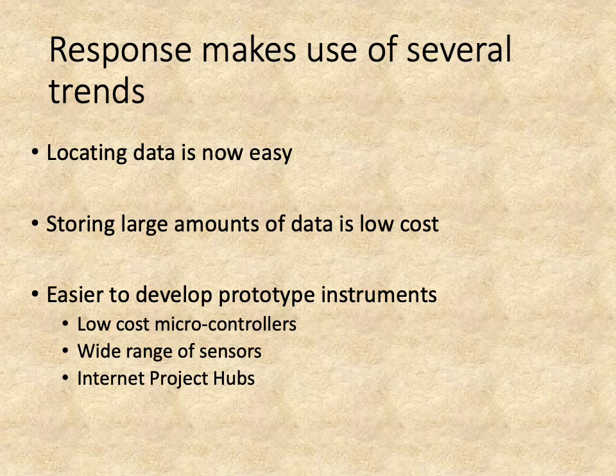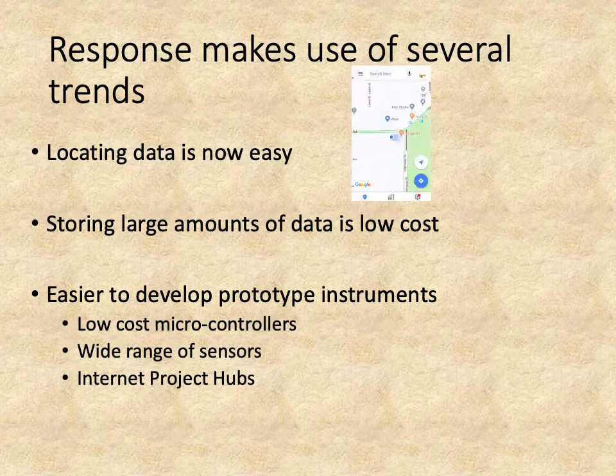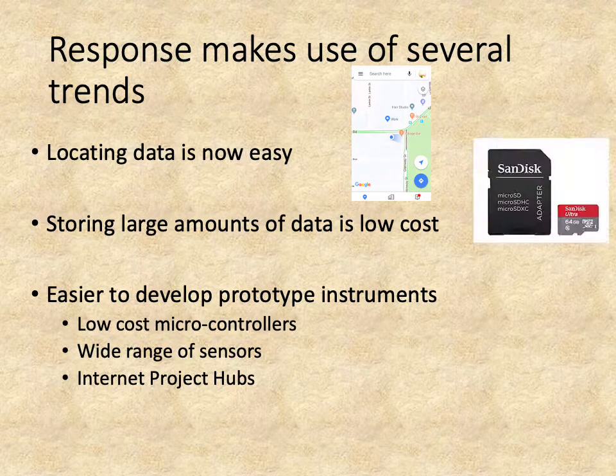So this approach, using temperature to create more data to support our models and our understanding of groundwater surface water interactions, makes use of some trends. The first one is locating data is now easy. We have GPS on our phones. We can put GPS all over the place. It costs next to nothing. It used to be very difficult to locate yourself in the world within several feet. Now it's trivial.